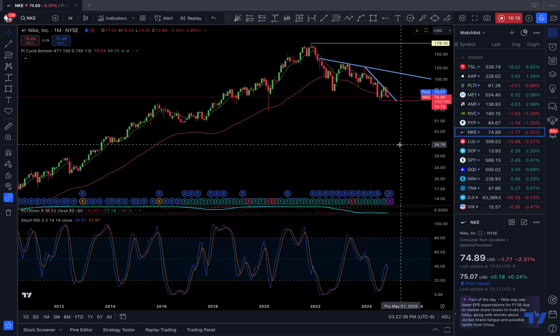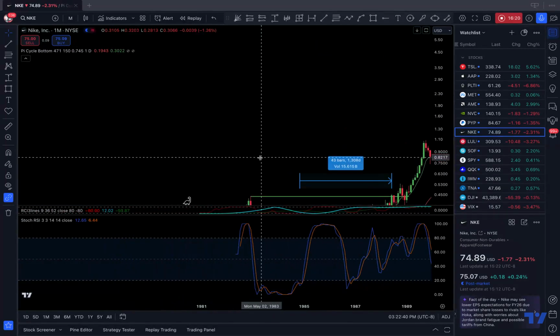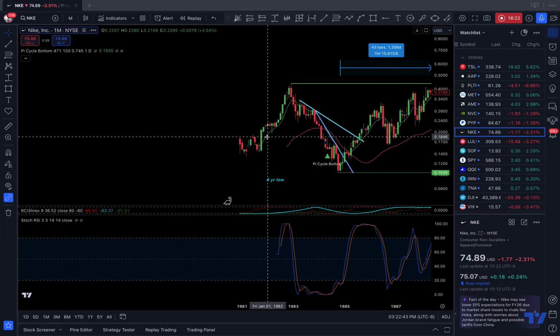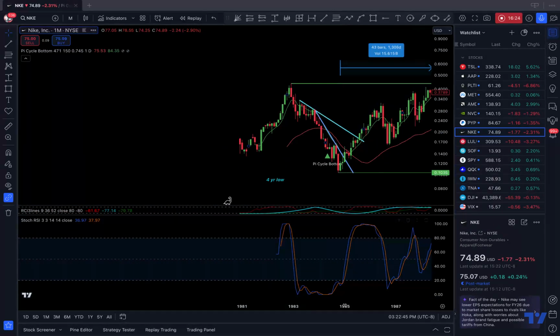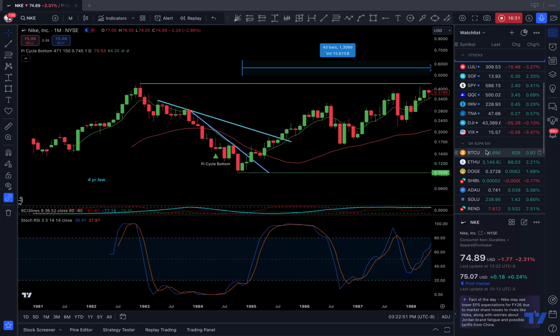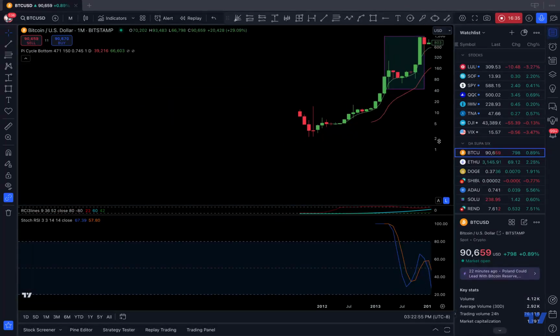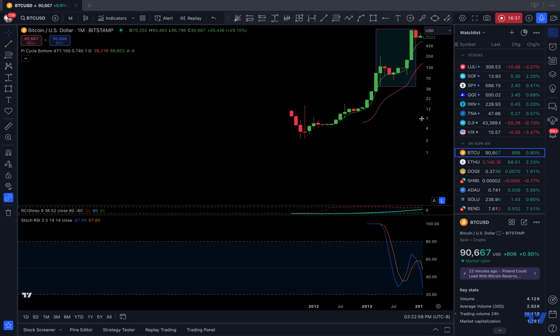On some stocks like Nike, we can get some misfires here and there. Actually, on Nike, we haven't printed a Pi Cycle Bottom indicator since May 1984. You can see it was a bit of a misfire. So it is so-so with stocks that have been in significant declines. But when it comes to Bitcoin, this is a really, really powerful tool that's going to help you find the next best time to buy.